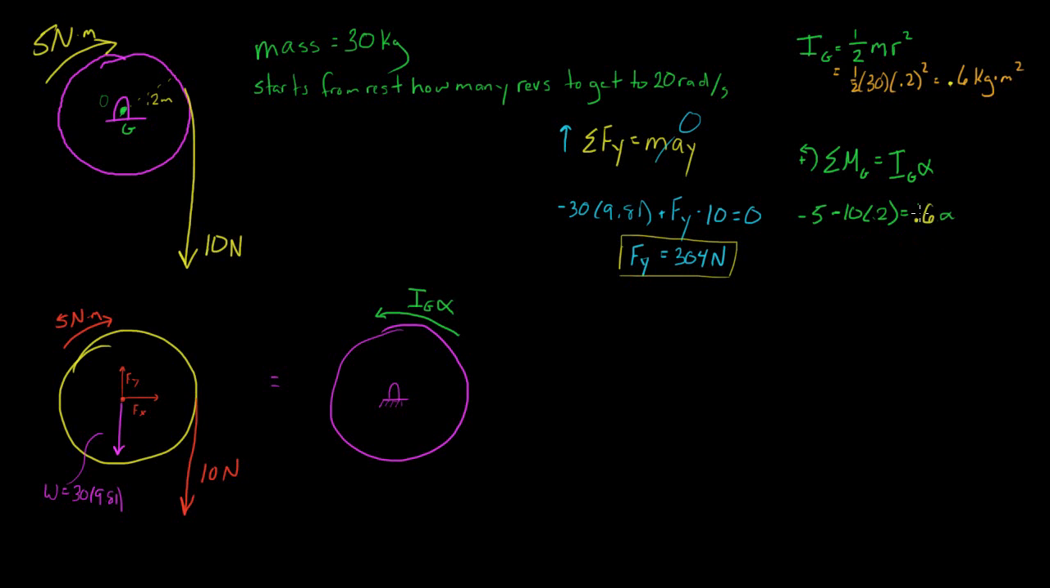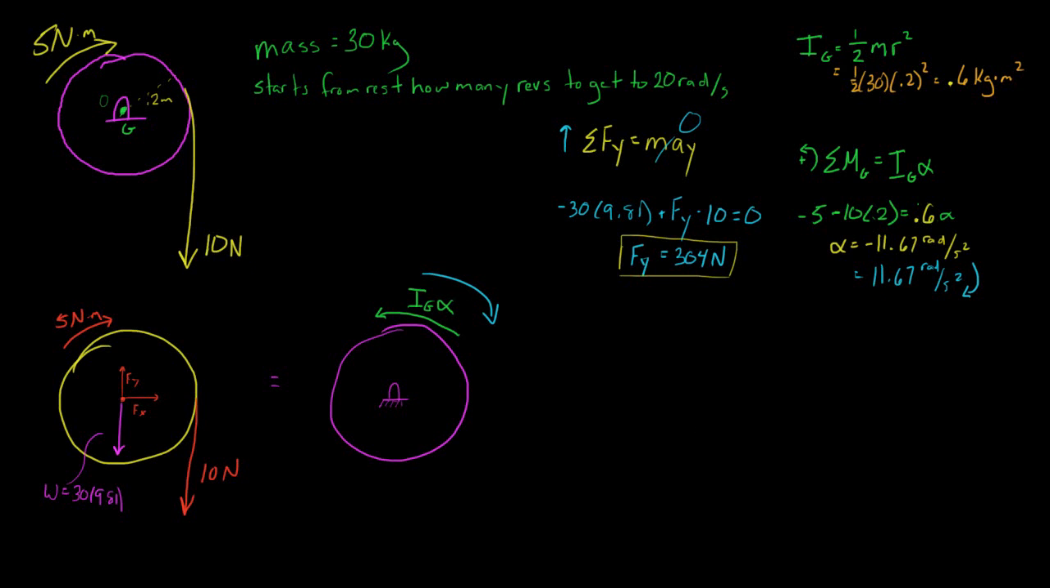Okay, and now we have this equation, and we can solve for alpha. And we get alpha is equal to negative 11.67 radians per second squared. What does this tell us? This tells us this assumption was wrong. It's actually rotating in the opposite direction. So alpha is equal to 11.67 radians per second squared, going clockwise.